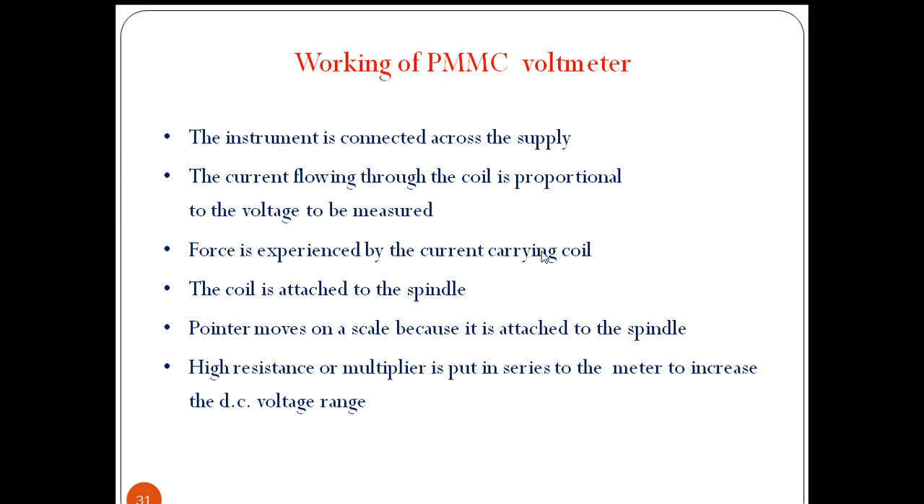The force experienced by the current carrying conductor, that is the coil, which is attached to the spindle, makes the pointer move on a scale because it is attached to the spindle. A high resistance or multiplier is put in series with the meter to increase the DC voltage range.